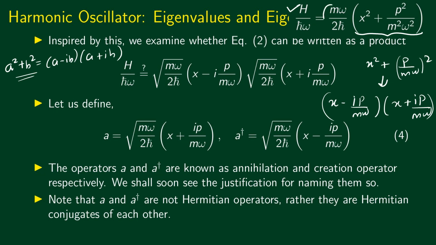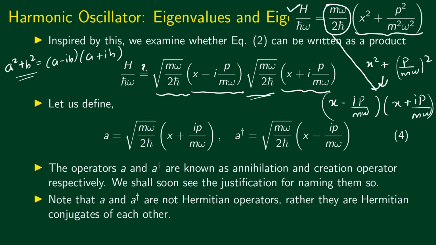We also have an m omega divided by 2 h bar here, which we can distribute equally to these two terms. So we can try the factorization: square root of m omega divided by 2 h bar x minus ip divided by m omega, multiplied by square root of m omega divided by 2 h bar x plus ip divided by m omega. Right? So we are just trying this factorization. We are not sure that this is going to work because x and p are operators.